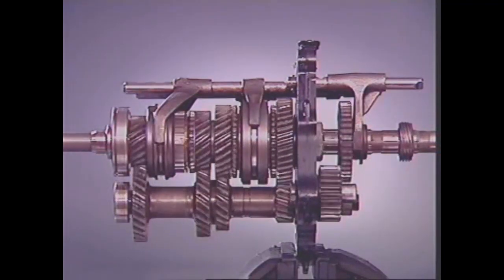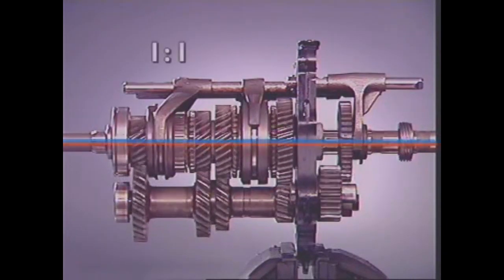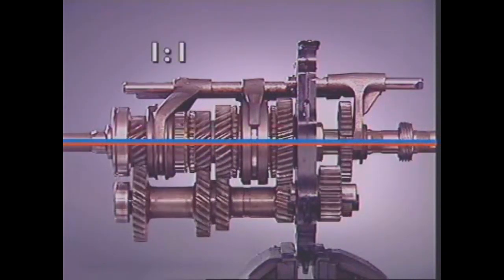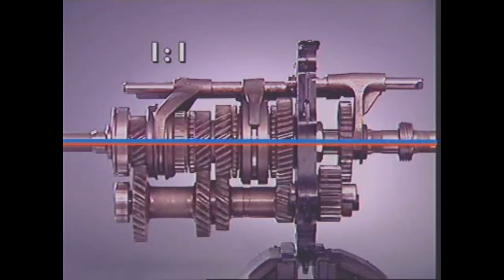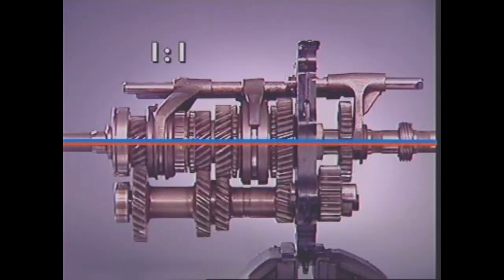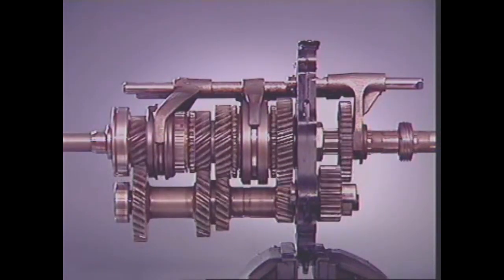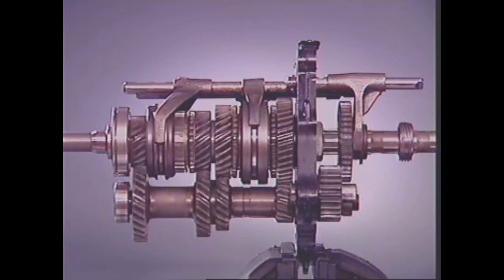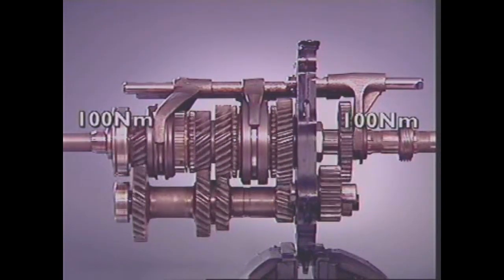In fourth gear, the input and output shafts are locked together. This provides a direct drive with a 1-to-1 ratio, with no reduction through the countershaft gears. The input and output shafts turn at the same speed, and therefore there is no torque multiplication.